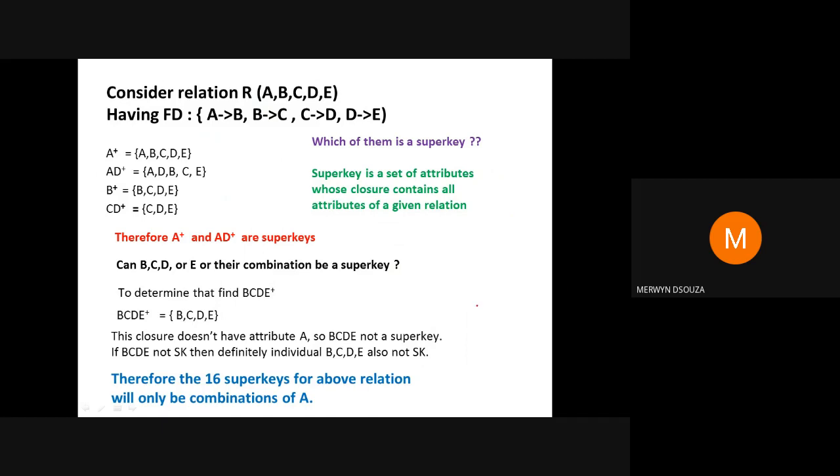So I hope you have understood how to find the super key. To find the super key, you need to find the attribute closure. Once you find the attribute closure, only if it contains all the attributes of the relation R can we claim that the attribute is a super key. Otherwise, that attribute, or the combination of various attributes, is not a super key.